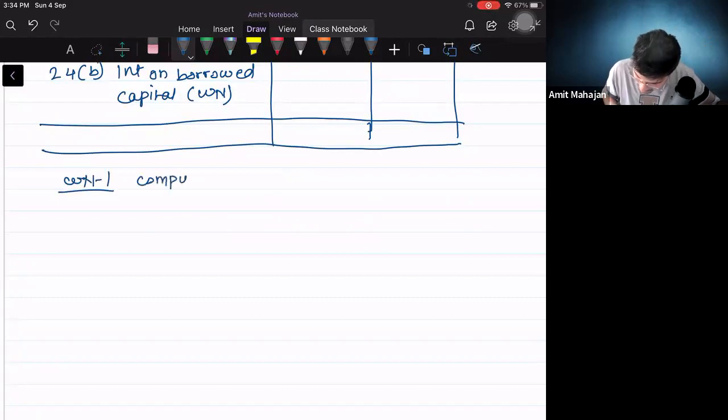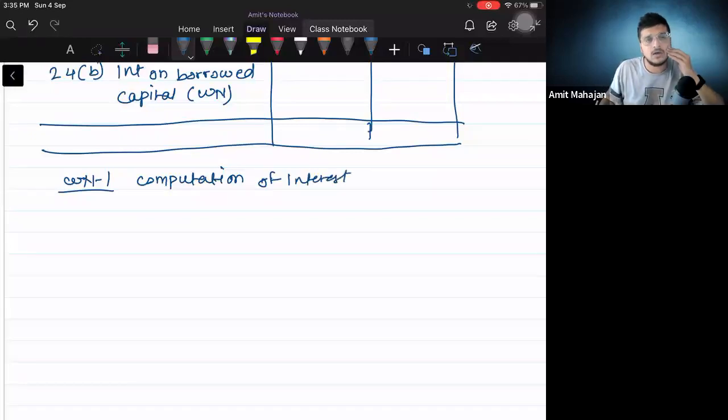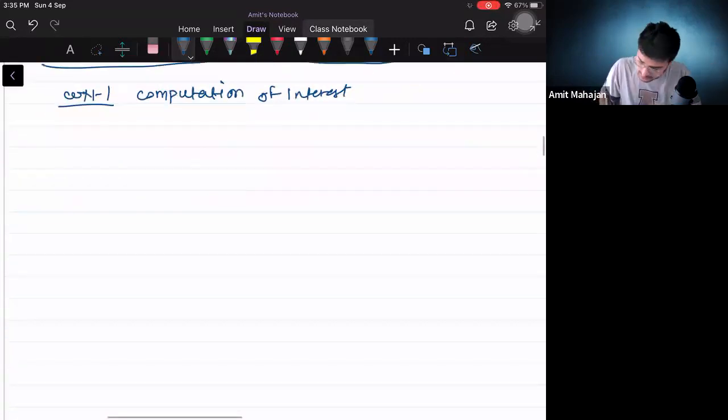Computation of interest. Now, don't waste time in explaining. How did I compute the pre-construction interest and post-construction interest? You directly write what will be the treatment of pre-construction interest, what will be the treatment of post-construction interest, in your language. Now, whatever I'm going to write, I have not decided anything. See, there is nothing here. I'm just going to write on my own, based on my understanding of the provisions. Correct? Okay. So, computation of interest on borrowed capital.